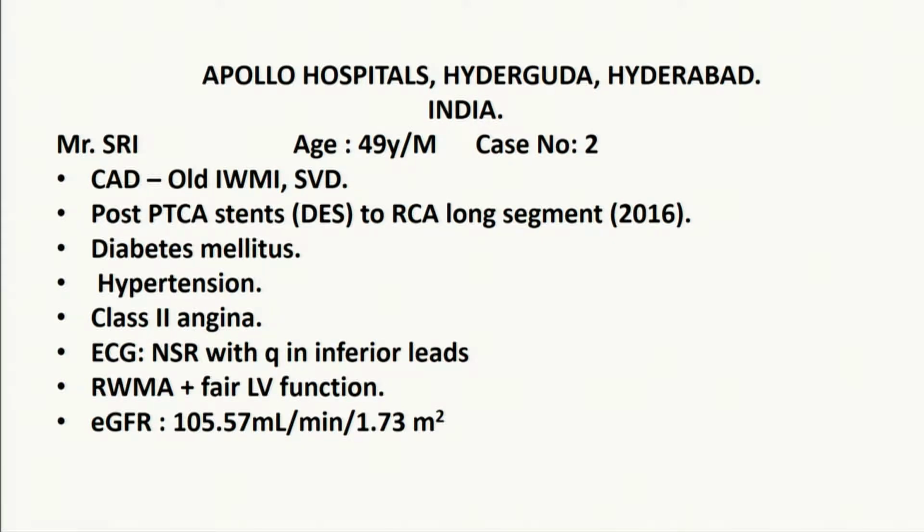We're talking about a 49-year-old gentleman this morning who sustained an old inferior wall MI and was found to have a single vessel disease involving his RCA. He then subsequently underwent a PCI with DES.